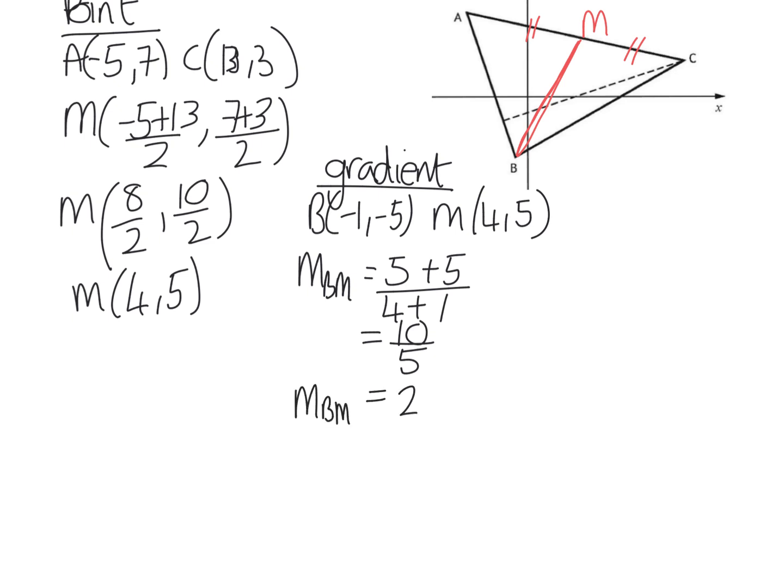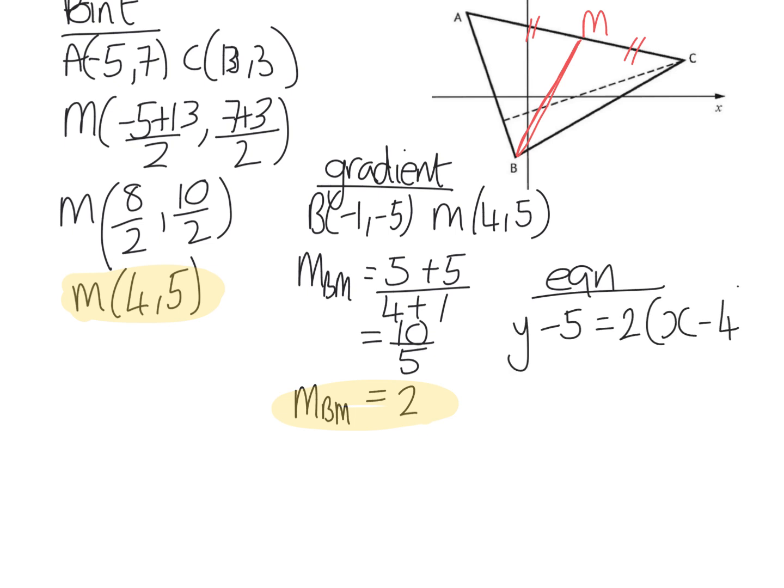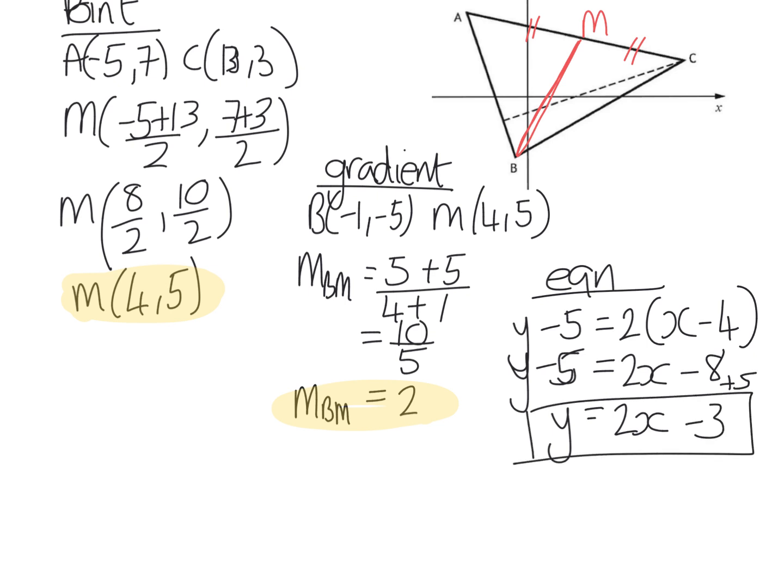Now remember, with the median, there is nothing going on with perpendicular to anything. So I'm using point M, I'm using that gradient. Just bear in mind, I could have used point B as well. And then my equation will be y minus 5 equals 2 bracket x minus 4. I didn't write the equation of a line out that time, I'm sorry. We should know it by now. So y minus 5 equals, multiply out that bracket, bring that 5 over. So I'm adding 5 to the minus 8, which will make it minus 3. So there is my second equation.